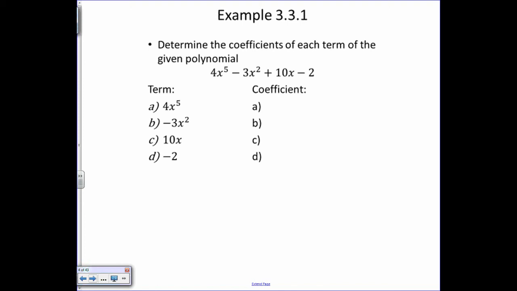So here, in this example, we want to determine the coefficients of each term in the polynomial. Here we have the terms listed for us on the left. Remember that the coefficient is just the numerical part. If we have 4x to the fifth, then the coefficient will just be 4. If we have minus 3x squared, the numerical part of that is just negative 3. For 10x, the numerical part is just 10. And for minus 2, the numerical part is just negative 2. So remember that the coefficients are just the numbers that are in front of the different terms.